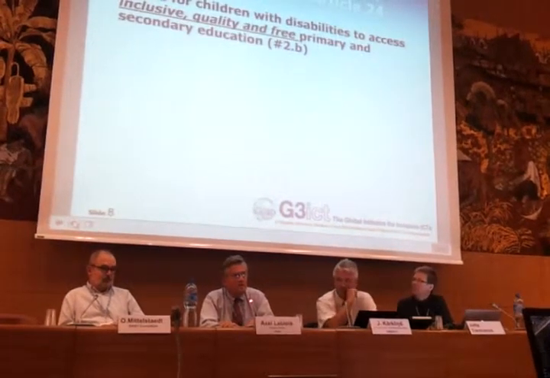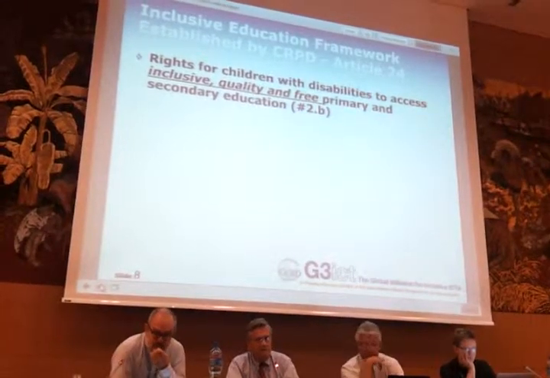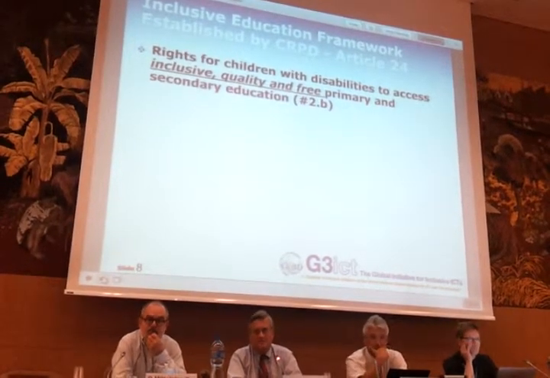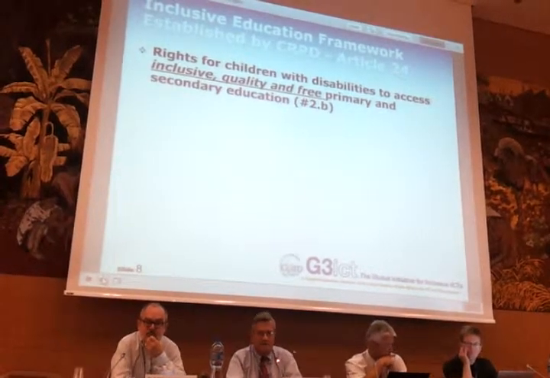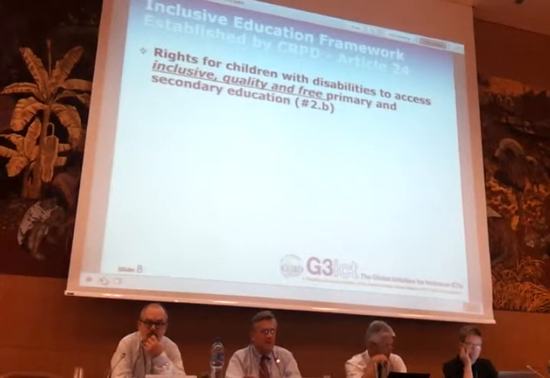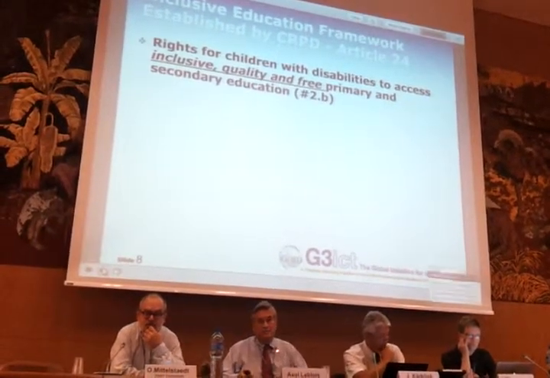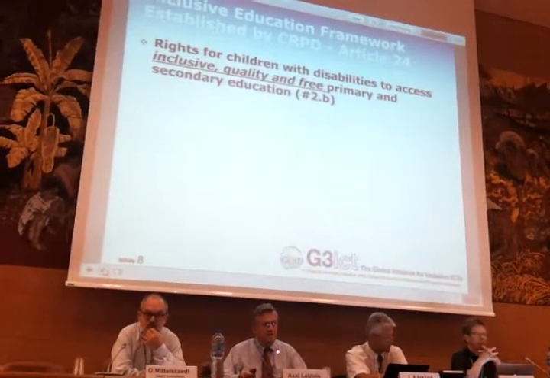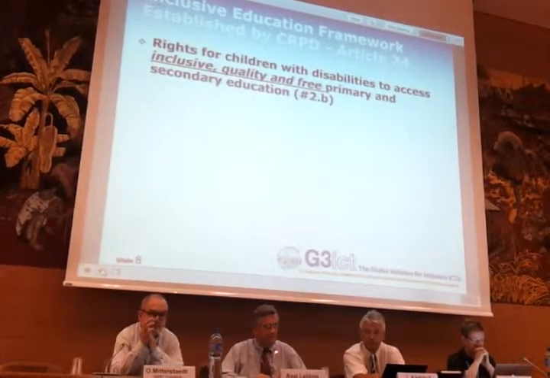Next slide, please. So in relation to that background, you have a fundamental change that has occurred since 2006 with the launch of the Convention on the Rights of Persons with Disabilities, and especially its Article 24. Article 24 defines the right for students to have access to inclusive, quality, and free primary and secondary education. Now, the word inclusive is really important.